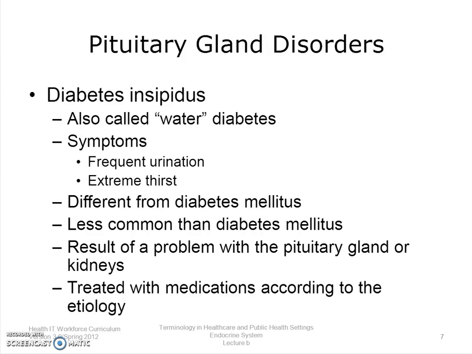Diabetes insipidus is different from diabetes mellitus. Diabetes mellitus is related to the lack of production and/or the body's use of insulin. While the symptoms can be similar, diabetes insipidus is related to how the kidneys handle fluids in the body. Diabetes insipidus is less common than diabetes mellitus. Diagnostic tests on urine and blood can determine which type of diabetes is present. Usually, diabetes insipidus is caused by a problem with the pituitary gland or the kidneys. Diabetes insipidus is treated with medications according to the etiology.